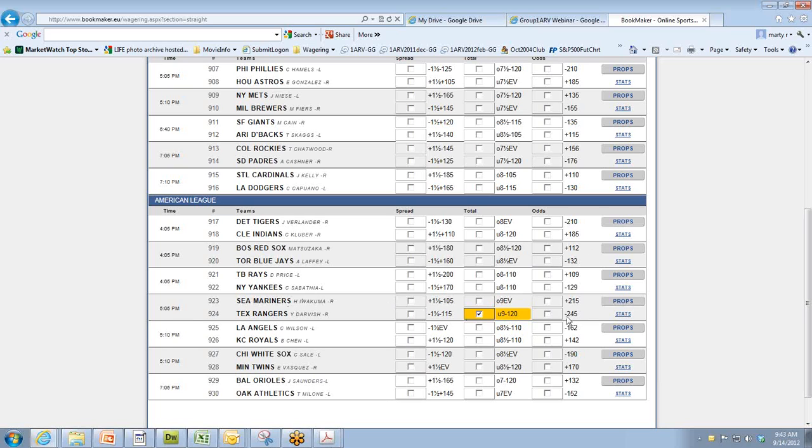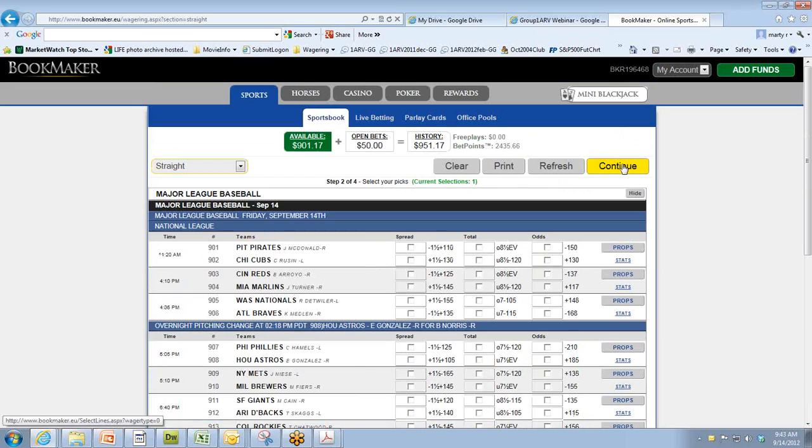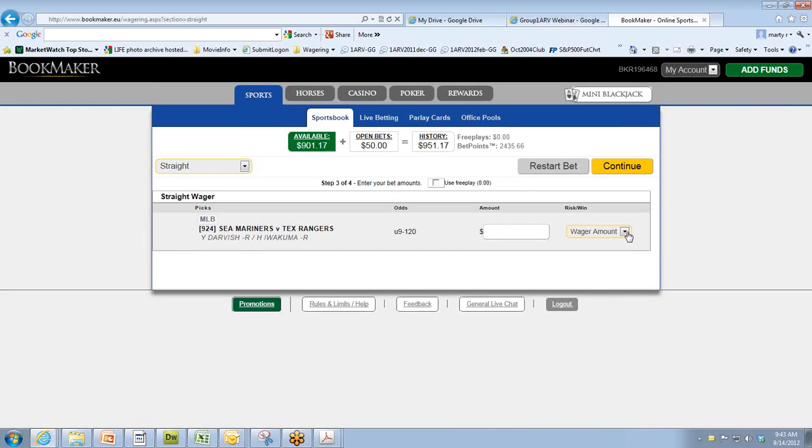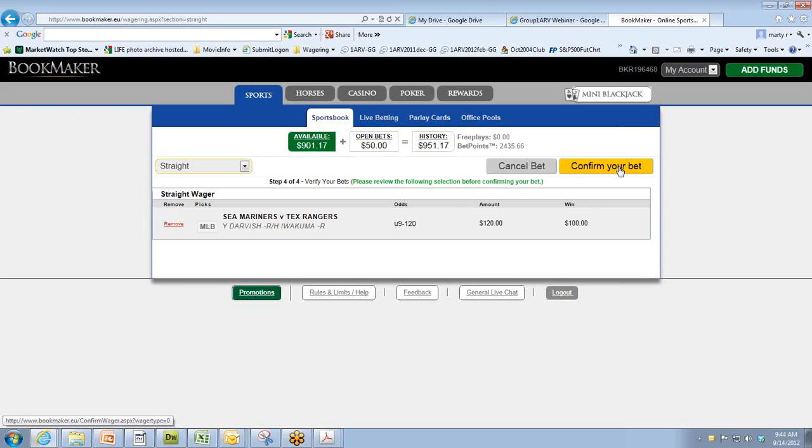So I've now put in my particular wager, and you hit continue, and this says wager amount. I'm just going to show you. I can choose risk amount. So I'm going to be willing to risk $120. And notice that says I can win 100. So I'm just trying to show newbies how that works. And that's it. So I want to verify this.